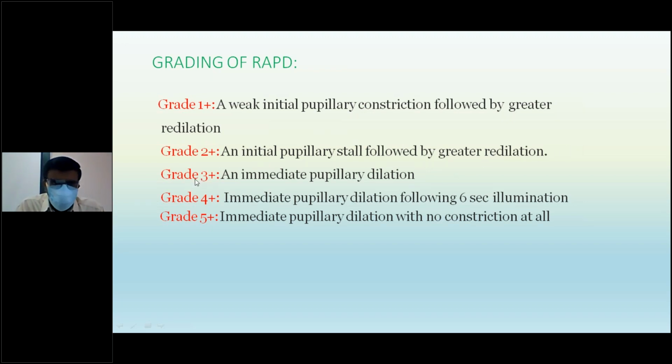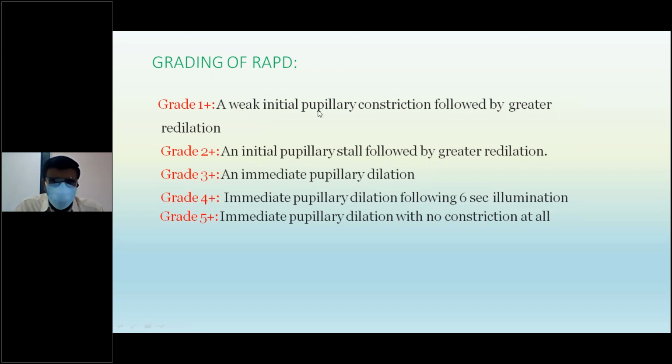That is grade 2. Grade 3 is immediate pupillary dilatation. There is no constriction or no stall, but immediately on throwing the light, there is pupillary dilatation. And grade 4, immediate pupillary dilatation following 6 seconds of illumination. Grade 5 is immediate pupillary dilatation with no constriction of the pupil. There is permanent dilatation of the pupil with no constriction of the pupil. It is called grade 5. These are the grades of RAPD.